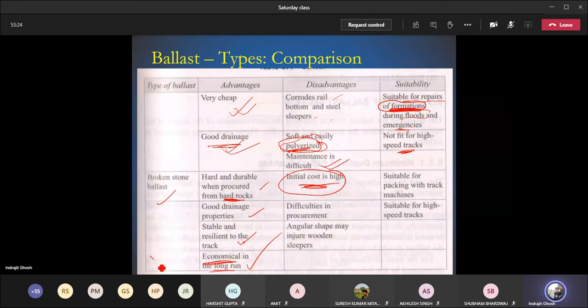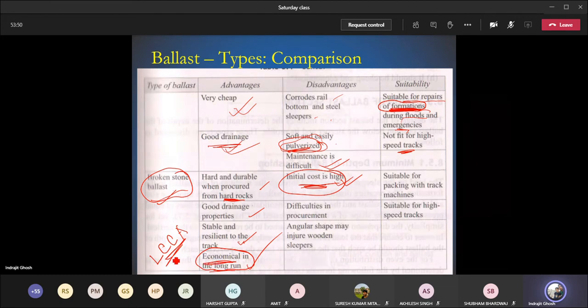So I was talking about life cycle cost analysis, remember, in one of the classes. When you are going to use a very good material for the construction of a track or any infrastructure, sometimes looking at the initial cost may not be the sole thing you should focus upon. Rather, you need to see how it is going to serve the purpose for a longer duration.